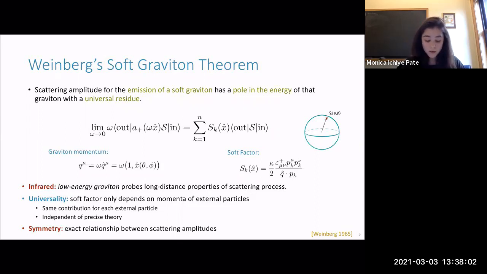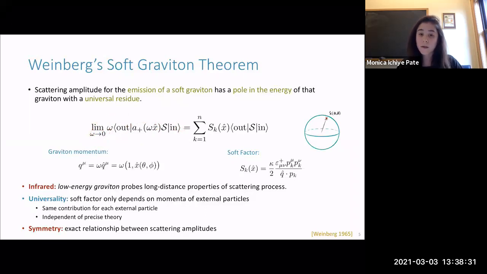So here we're going to find it useful to parameterize graviton momenta in terms of an energy and a unit vector, which we can think of as specifying a point on the two-dimensional sphere. So then on the left-hand side here, we have a scattering amplitude in which a graviton is emitted. And in the limit as its energy is taken to zero, the scattering amplitude develops a pole. And so this object here picks out the residue of the pole.